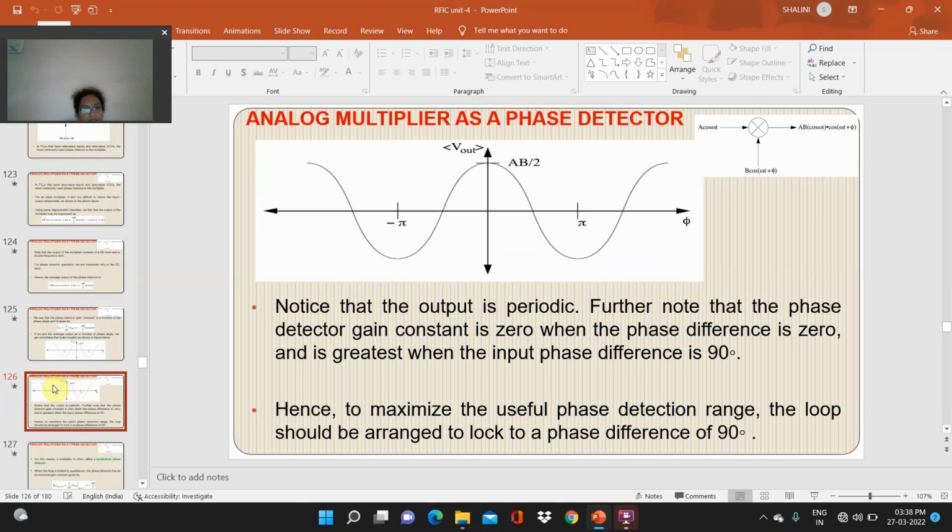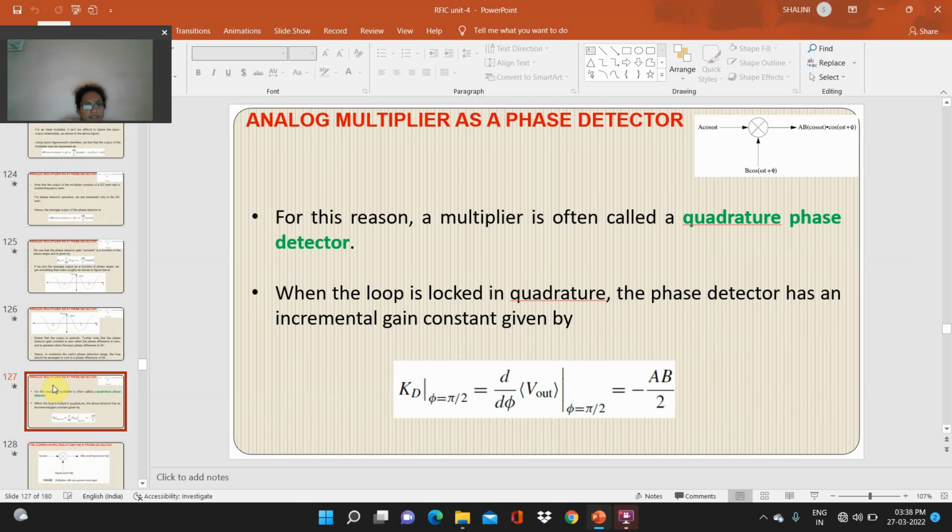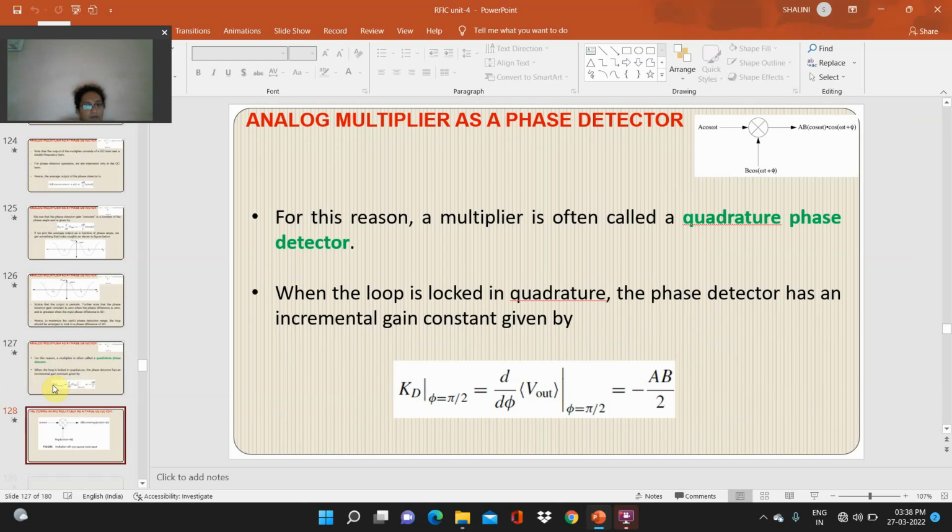Further note that the phase detector gain constant is 0 when the phase difference is 0 and is greatest when the input phase difference is 90 degrees. Hence, to maximize the useful phase detection range, the loop should be arranged to lock to a phase difference of 90 degrees. For this reason, a multiplier is often called a quadrature phase detector. When the loop is locked in quadrature, the phase detector has an incremental gain constant given by the following equation.